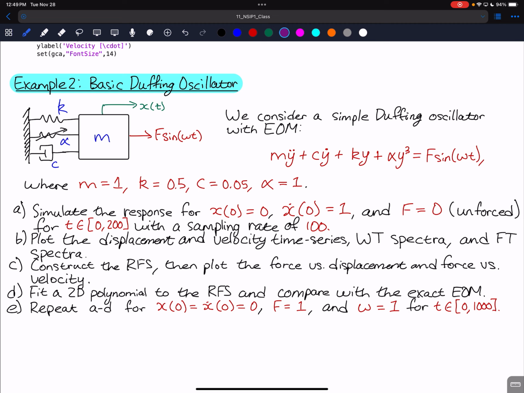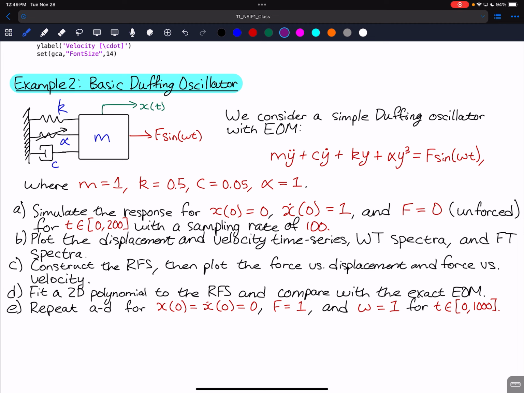So in this case, we've taken that single degree of freedom harmonic oscillator and then added here a cubic nonlinearity, a stiffness nonlinearity with a coefficient of alpha here. Alpha is equal to 1. The linear stiffness K is only 1/2, and that C is 0.05. We're going to simulate the response for the same set of initial conditions.